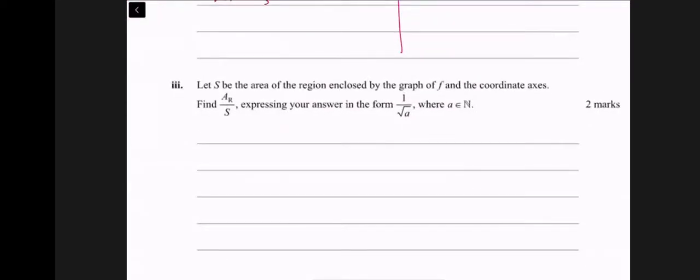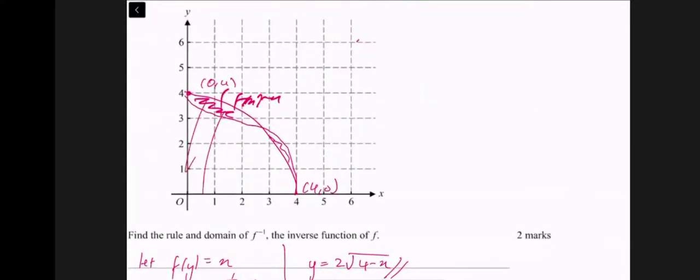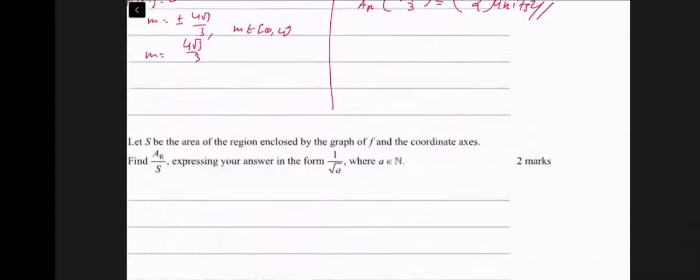So let S be the area enclosed by f(x) and the coordinate axis. So it's just the area under the graph of f(x). So S is just the integral from 0 to 4 of f(x) dx, which is 32 on 3 units squared. So A on S is 32 root 3 on 9 divided by 32 on 3, so just times by the reciprocal. And the 32's cancel, and you get root 3 on 3, but we want it in the form 1 on root A, and we know 3 is just root 3 squared, so 1 on root 3.